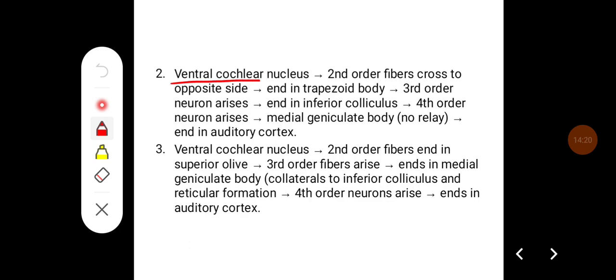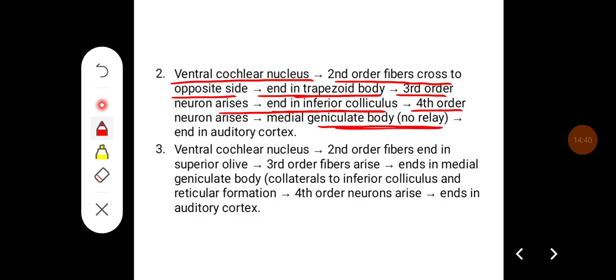Some fibers from the ventral cochlear nucleus, which form the second order neurons, cross to the opposite side, and they end in the trapezoid body. From here, third order neurons arise, they end in the inferior colliculus, and the fourth order neurons arise from the inferior colliculus, they go to the medial geniculate body, so there won't be any relay to end, and ultimately they end in the auditory cortex.